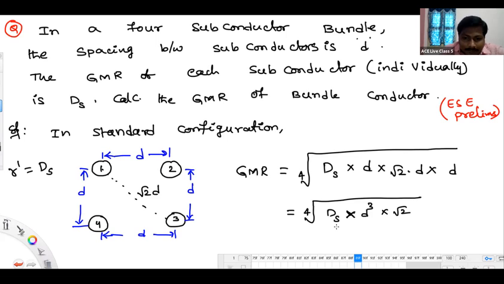Sir, in circular arrangement, will there be any capacitance between each conductor? Actually, all the conductors are operating at the same voltage, Vishnu. So we don't have any capacitance between the subconductors. Subconductor to subconductor, we don't have any capacitance.